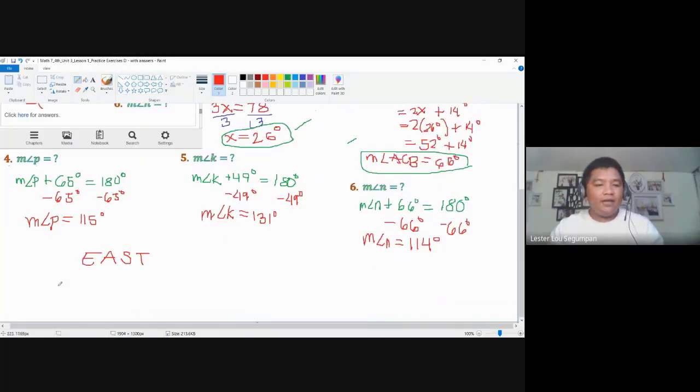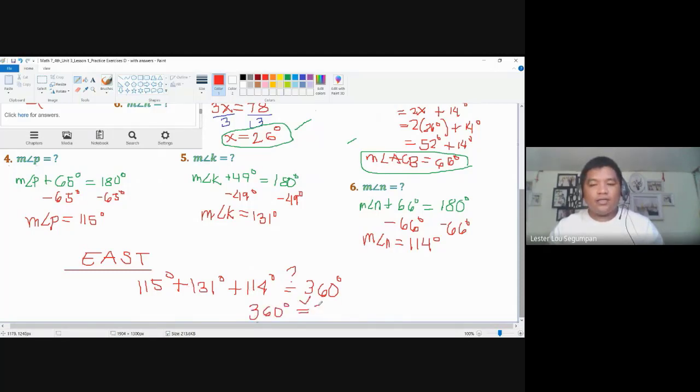Let's find out if they will really sum up to 360 degrees under the exterior angle sum theorem. So we have here 115 degrees plus 131 degrees plus 114 degrees. They must sum up to 360 degrees. Then 115 plus 131 is 246, plus 114 is 360. We have here 360 degrees is equal to 360 degrees. So per the exterior angle sum theorem, we have satisfied that these three are all correct, and they are actually the exterior angles in our given problem.